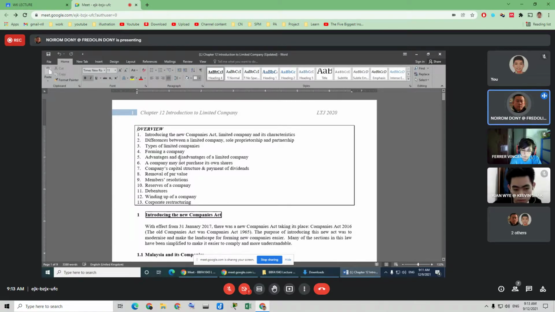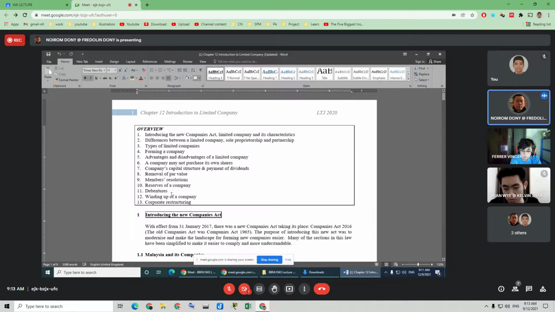And what are the advantages and disadvantages of a limited company? A company may not purchase its own share, company capital structure and payment of dividend, removal of par value. Last time we used par value, but now we remove it. And then we have members' resolution, and we have reserve of a company. We don't have this reserve in the sole proprietor, only in a company.